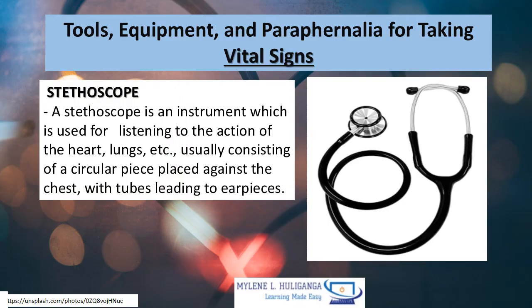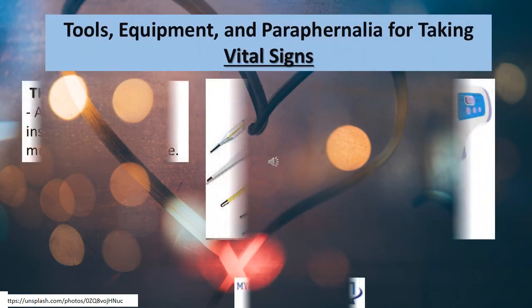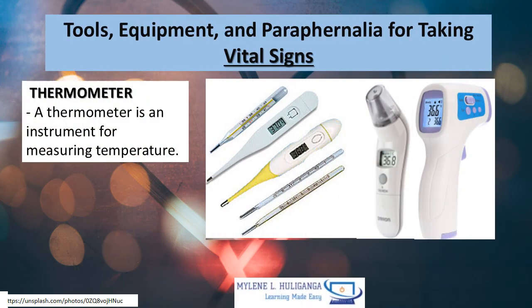Stethoscope. A stethoscope is an instrument which is used for listening to the action of the heart and lungs, usually consisting of a circular piece placed against the chest with tubes leading to the earpieces. Thermometer. A thermometer is an instrument for measuring temperature.